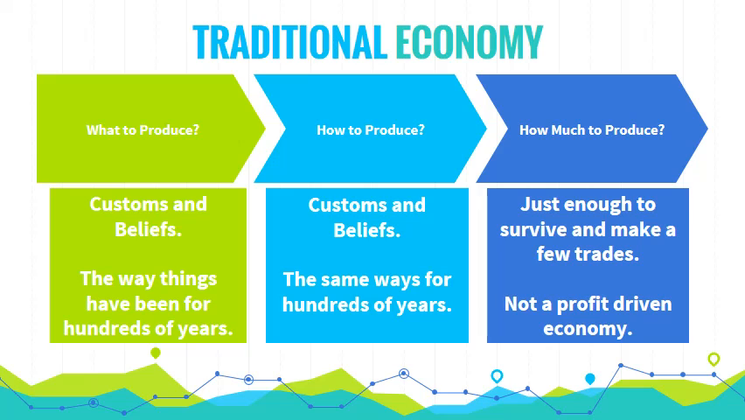The how to produce, well, again, customs and beliefs. So we're going to use the same traditional methods that we've used for hundreds of years, the same ways. We're not going to change things up. Traditional economy is not about change, right? And how much to produce, that's the last little bit. We're going to make just enough to survive, maybe make a few trades with our neighbors. I'll trade you this goat for this chicken, or whatever it might be.